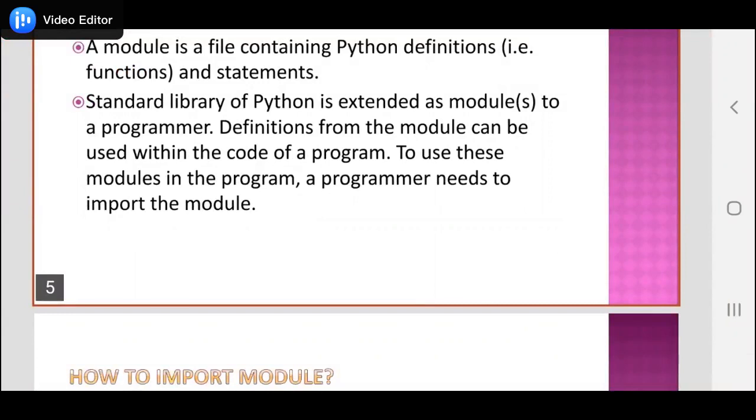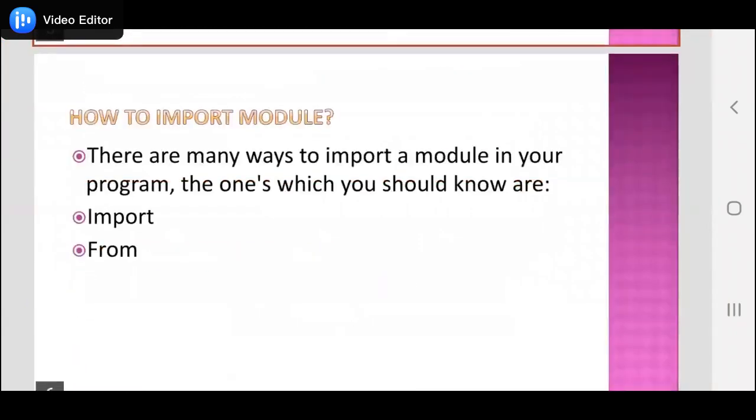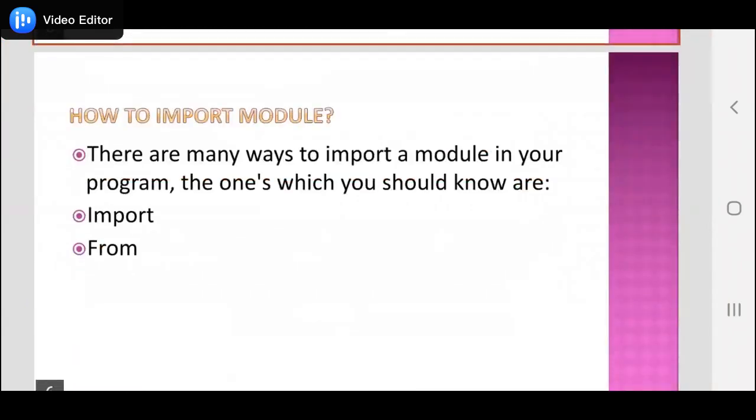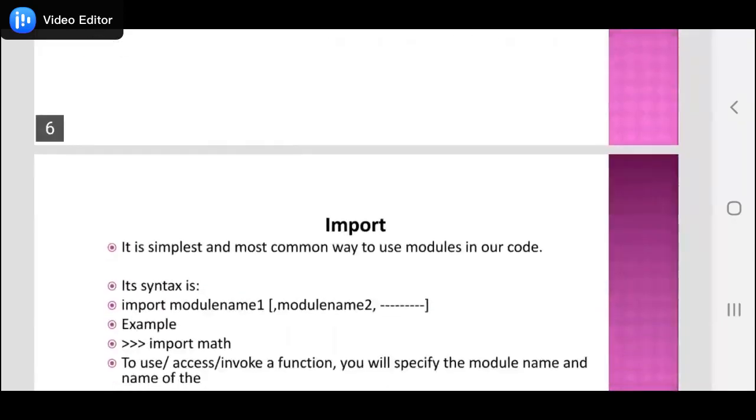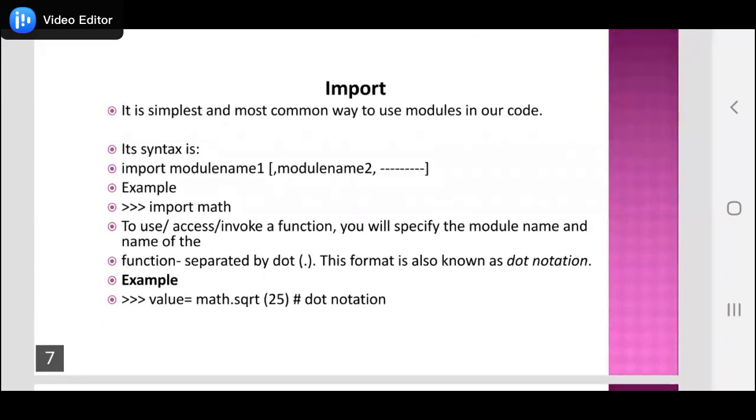So how to import a module? There are two ways. One is by using the keyword import, and the second one is by using the keyword from. Two ways we can import a module. For example, suppose we want to import the math module, we can easily import it by using the keyword import module name. This is the syntax: import module name.